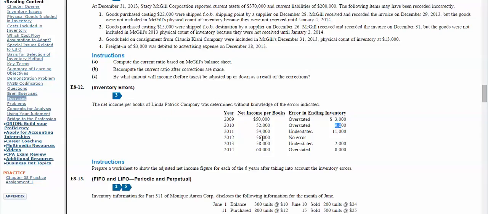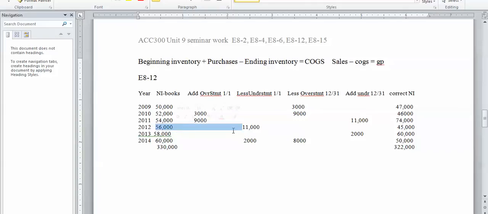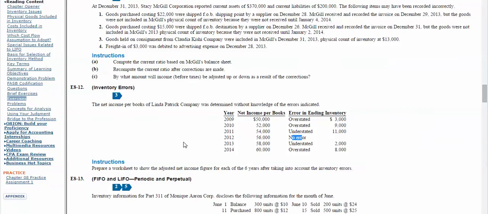We go to the next year, there was no error. So we don't have to do anything, right? Well, no, we do have to do something, because this ending inventory is now the beginning inventory. It's beginning inventory, it's understated, we subtract. 56 minus 11 equals 45. So even though there was no error, we still had an adjustment that needed to be made.